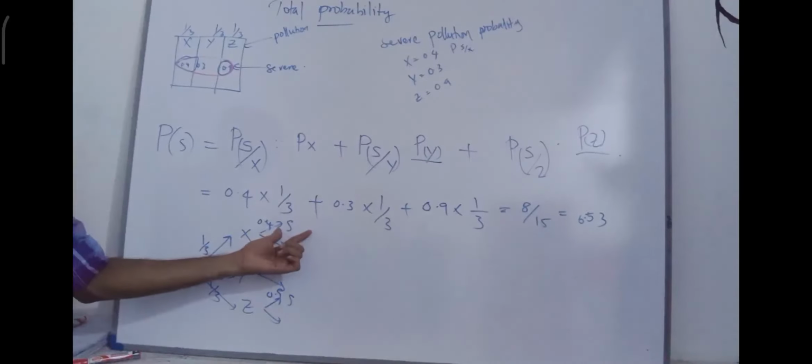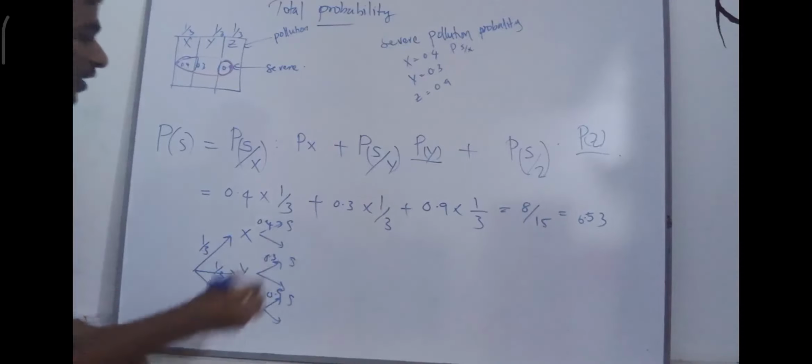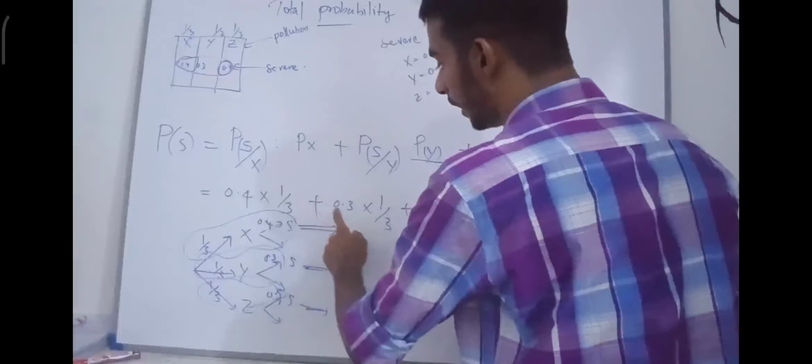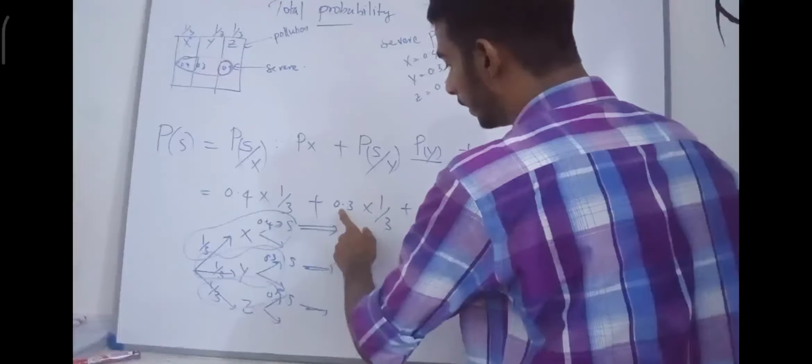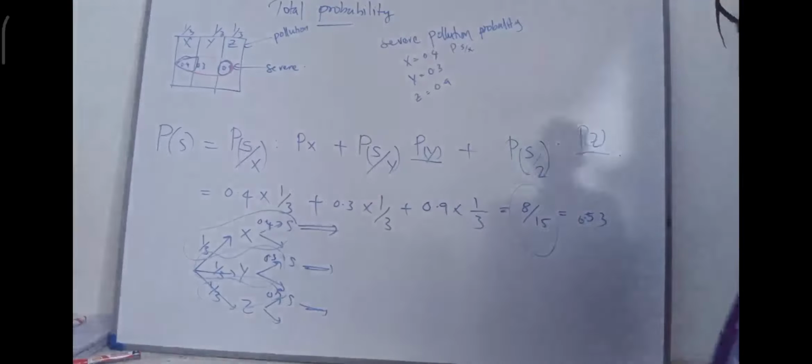Now to find the probability of severe pollution, you just multiply these two and add with these two, and these two. This is what we have studied under probability. So this is 1/3 into 0.4 plus 1/3 into 0.3 plus 1/3 into 0.9. So the final answer is this one. With that question, I will explain another question also.